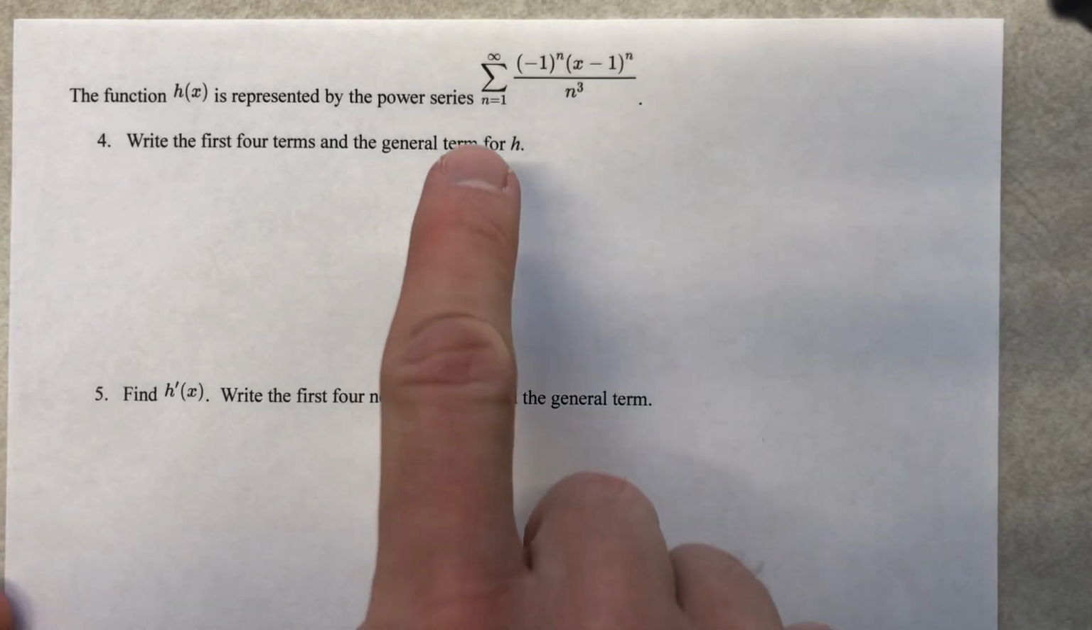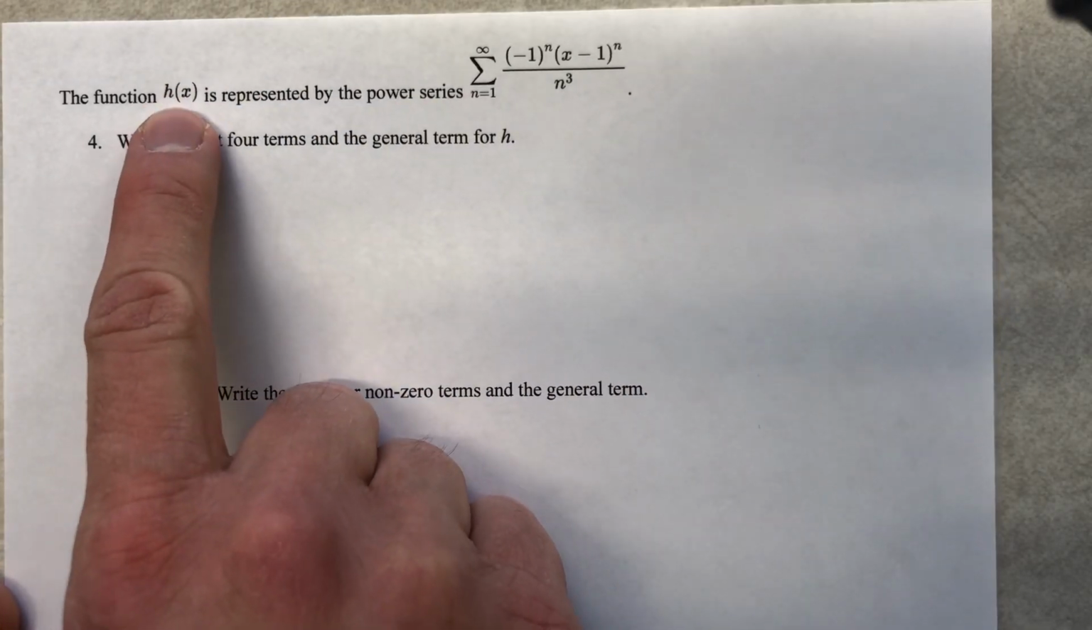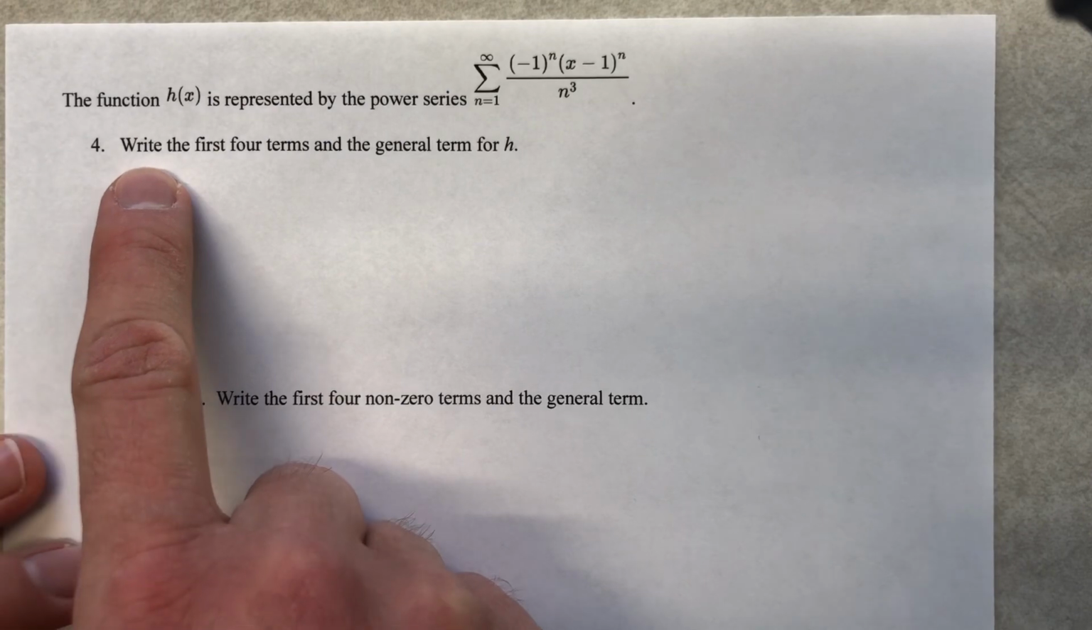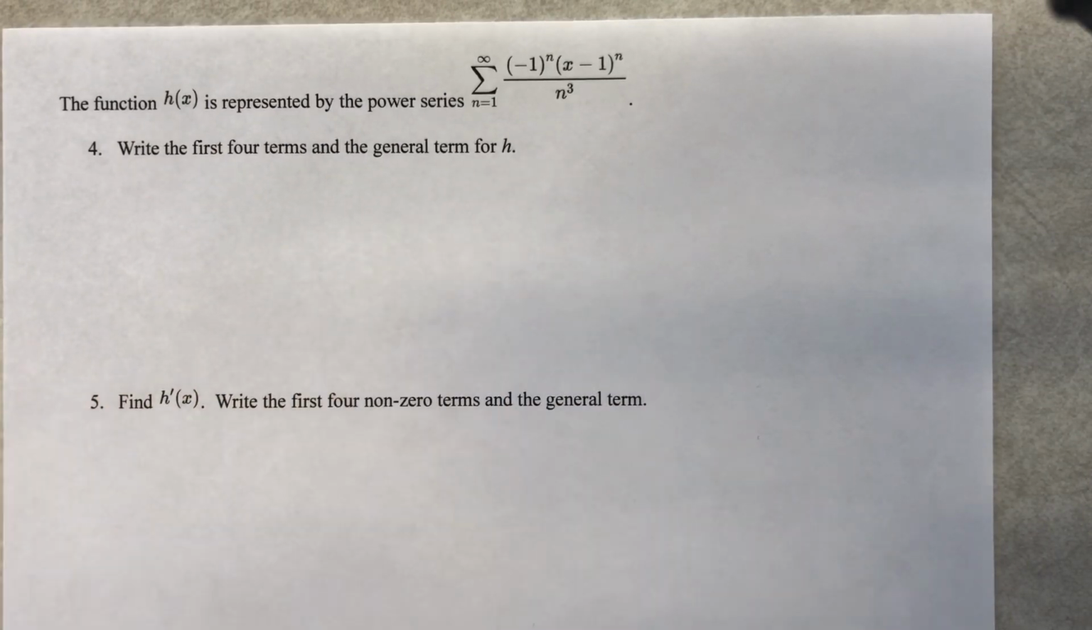They gave us the power series that represents the function h. And the first question says, write the first 4 terms in the general term. This should be pretty easy. All we're going to do is grab a random color. What color should I grab?